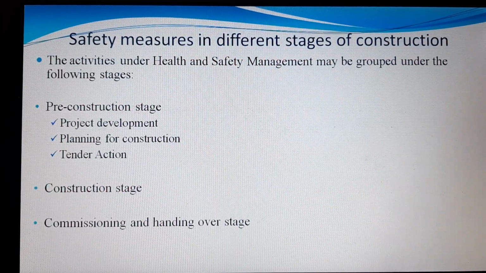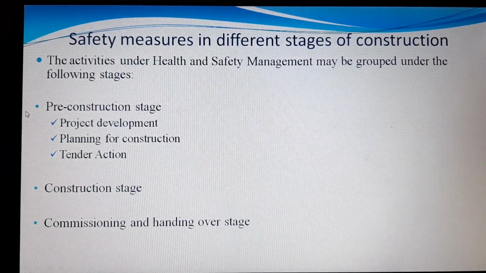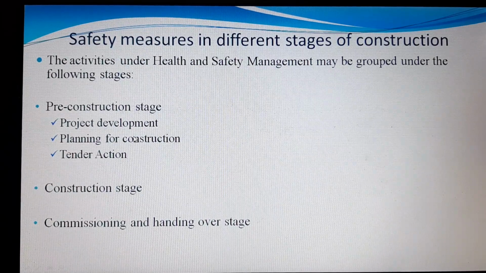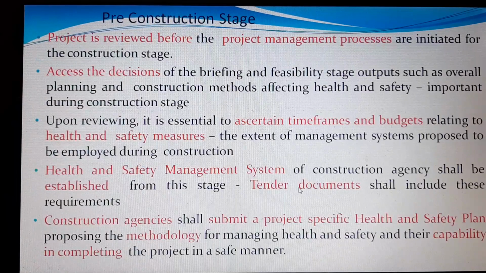What are the safety measures in different stages of construction? The activities under health and safety management have been grouped under the following stages. The first one is the pre-construction stage, wherein we have project development, planning and construction, and tender action. Then the construction stage, which is very important, and the commissioning and handing over stage. So in all these three places we are supposed to have safety measures.